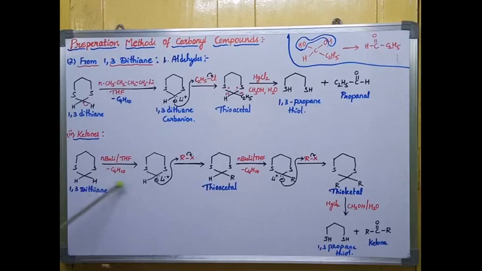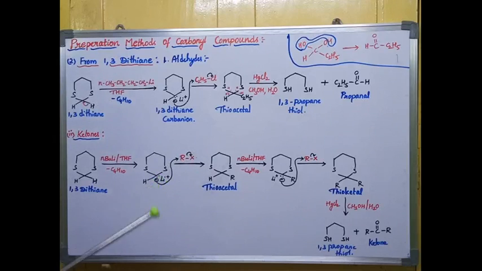Here the carbanion is generated. This carbanion further undergoes reaction with an alkyl halide. So for the alkyl halide, you can observe I am taking RX. R can be any alkyl group, X can be any halide group. So X will be leaving. X is a leaving group. It is leaving from the front side, and this carbanion is attacking from the back side. You can see, attacking from the back side, and you are getting this R as a bond. Here this carbon is forming a bond with the R. So you are getting a thioacetal.